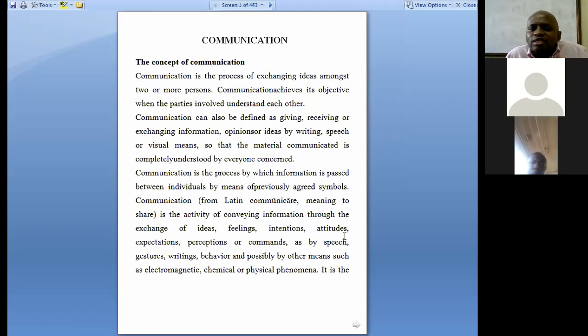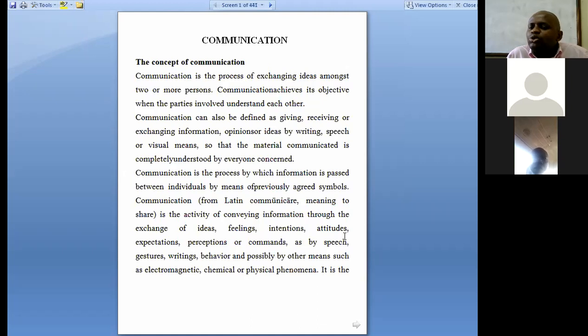So communication can also be defined as giving, receiving, or exchange of information, opinions, or ideas by writing, speech, or visual means, so that the material communicated is completely understood by everyone. So the second definition is adding on the first one, which was to exchange ideas. This one is talking about giving, receiving, and exchange of information.